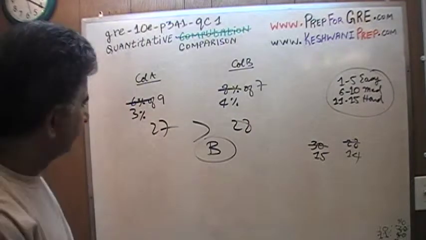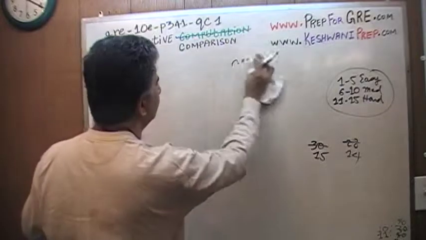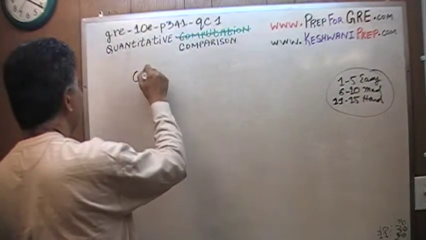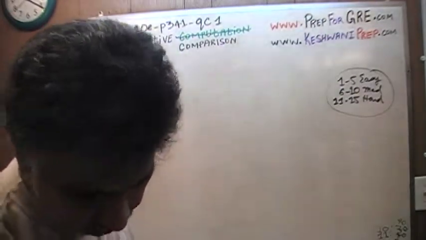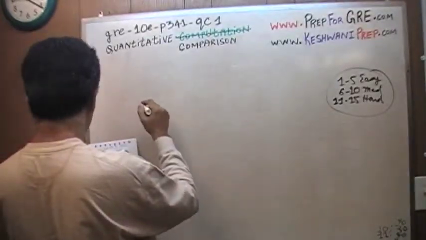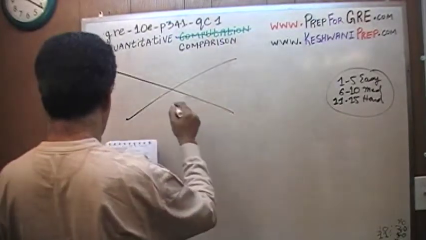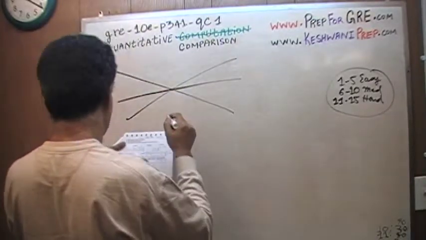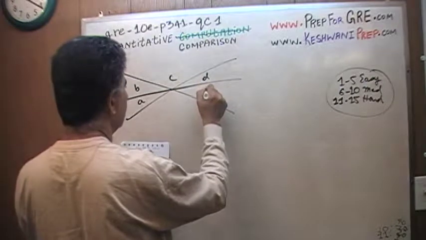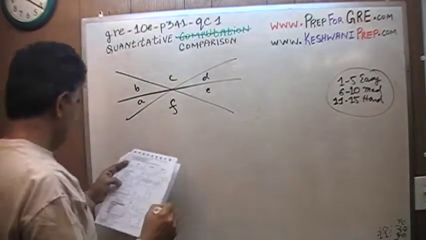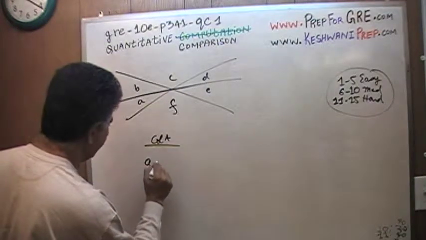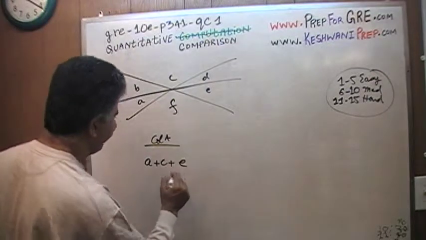Let's look at number 2. Well, actually, before I do column A and column B, we have a picture. The picture that is given is something like this. A, B, C, D, E, and F. In the first column we have A plus C plus E.